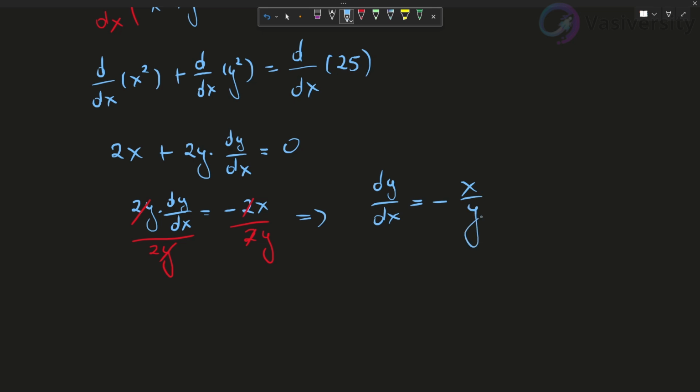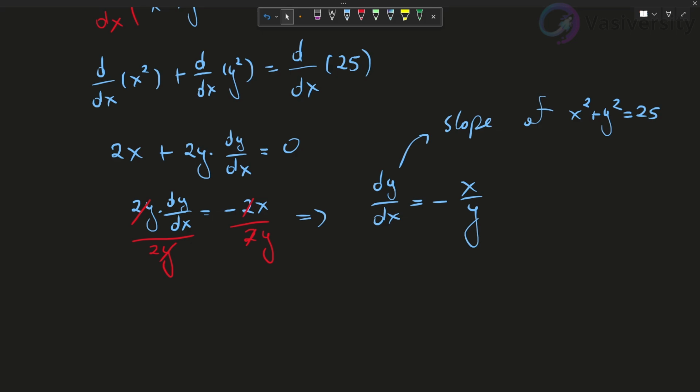And what is dy over dx? This is rise over run. That's a slope, the slope of x squared plus y squared equal to 25. So now, if we have a circle, we can plug in any point on that circle, and we will know the exact slope at that point on the circle. That's why it's so important, and that's the physical application for implicit differentiation.